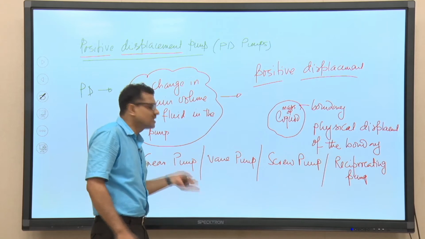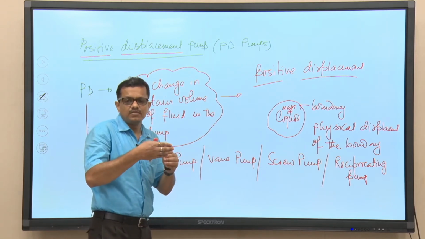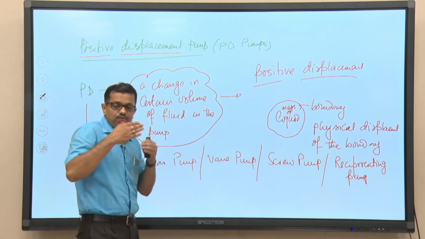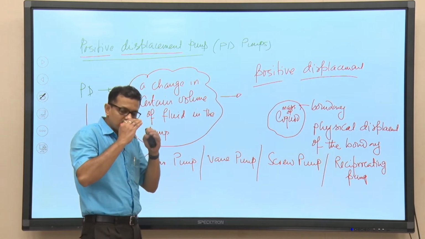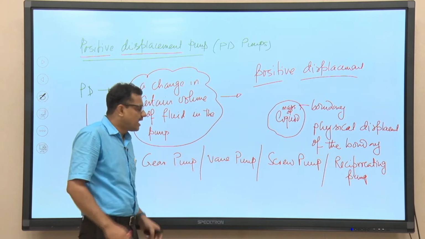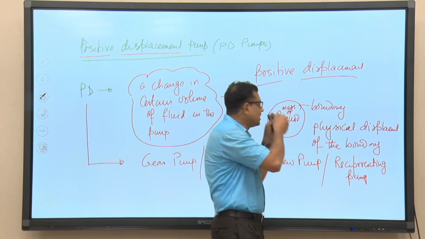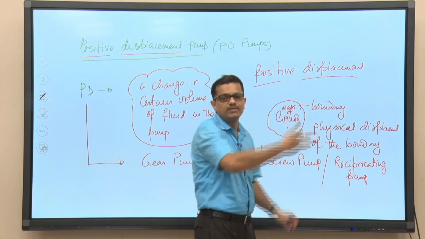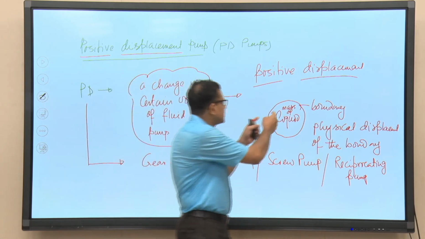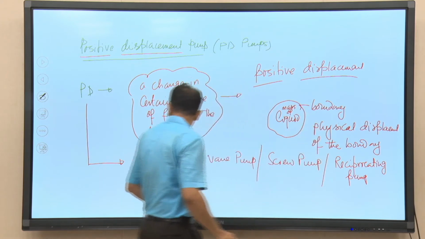Why? In all these pumps, a certain amount of fluid mass that is taken into the pump at a given temporal instant will be displaced from the pump at the next or a later instant of time. When the liquid mass is taken into the pump and the entire liquid mass is displaced, this is positive displacement, physical displacement of the boundary. We can identify the physical displacement of the boundary. So, this is what the PD pump is.